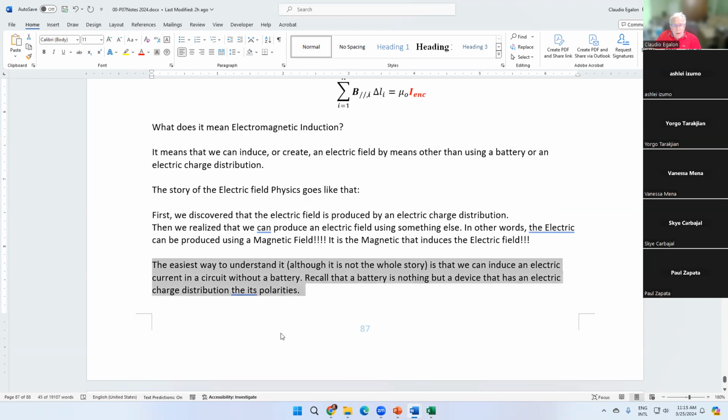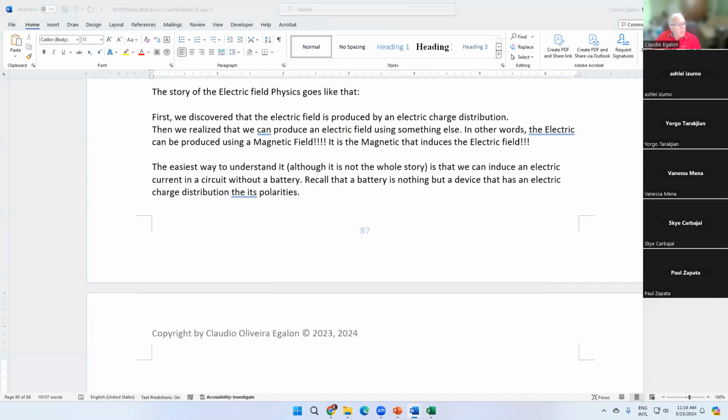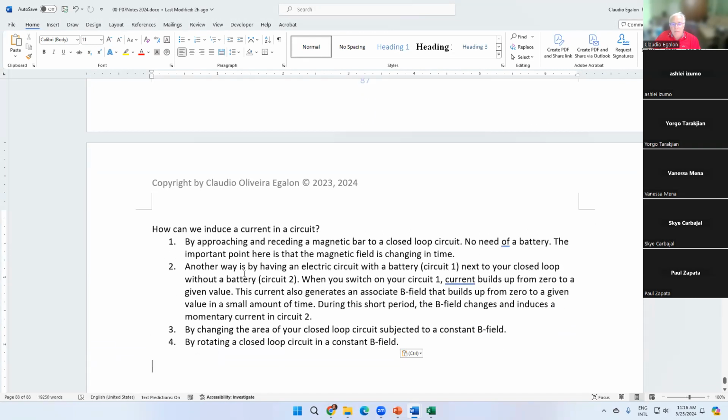And that's what the law of electromagnetic induction is all about. It's possible to generate an electric field with a magnetic field. Let's see how people found that out. There are different ways of doing that, and I can show you some demonstration experiments. We can get a magnetic bar and approach and recede it from a closed loop circuit. No need of a battery, just motion.